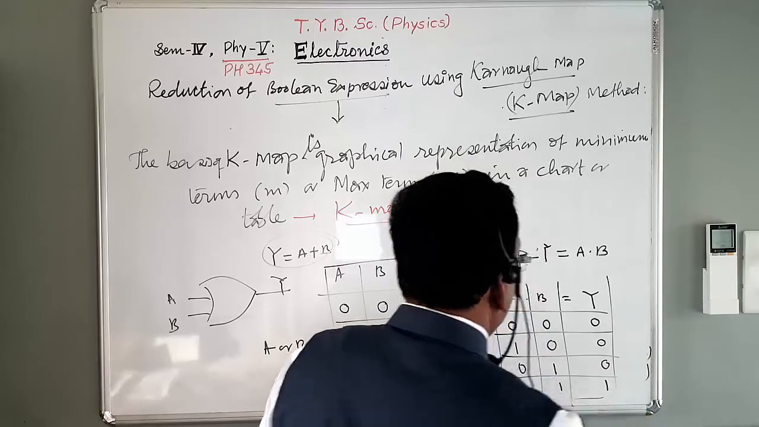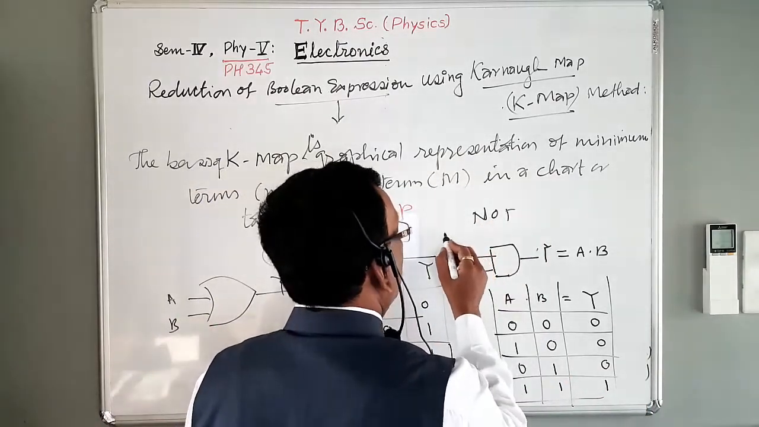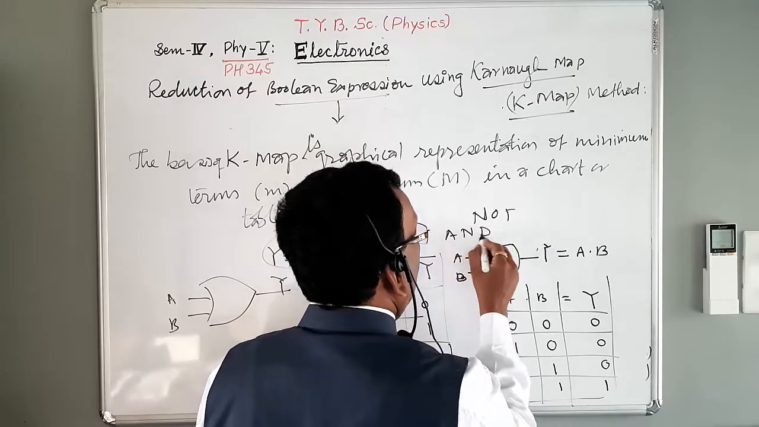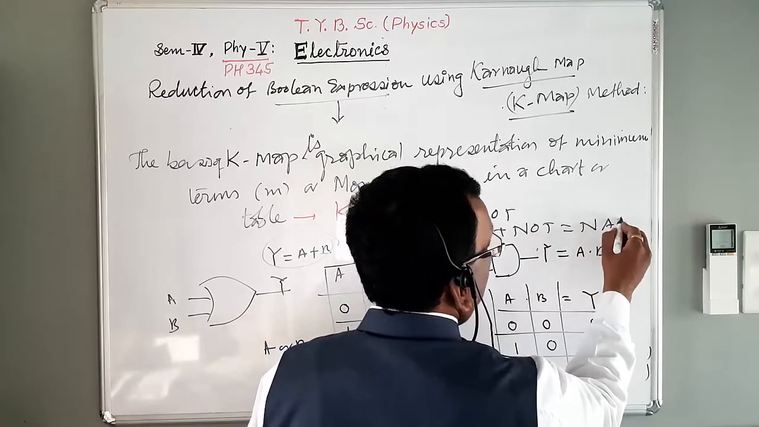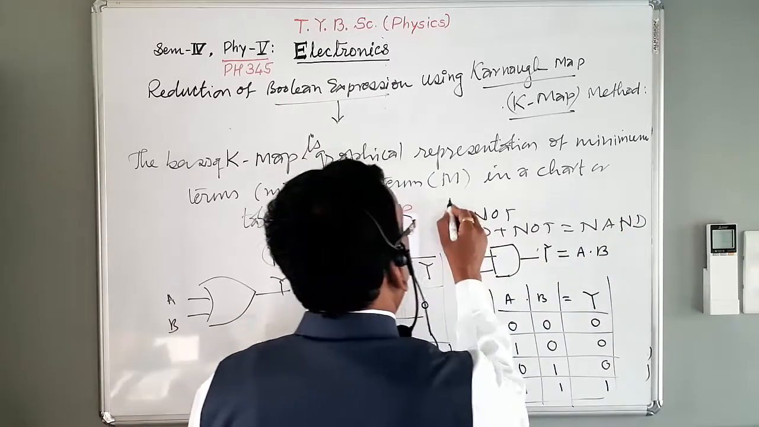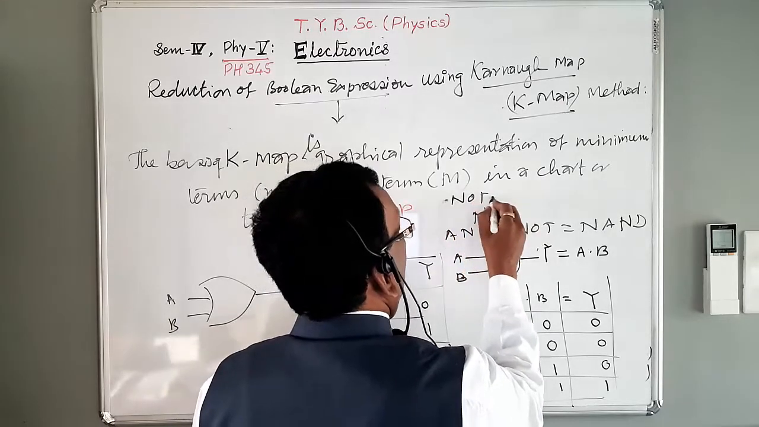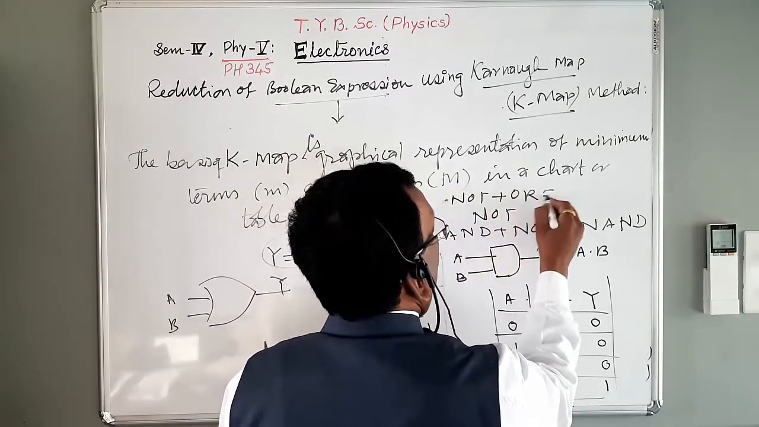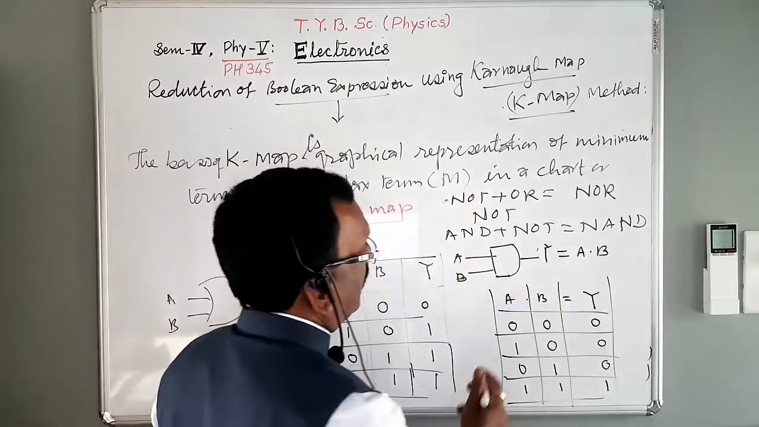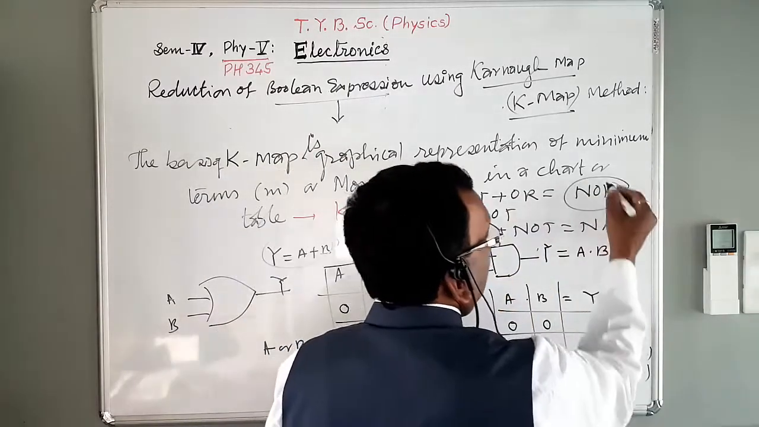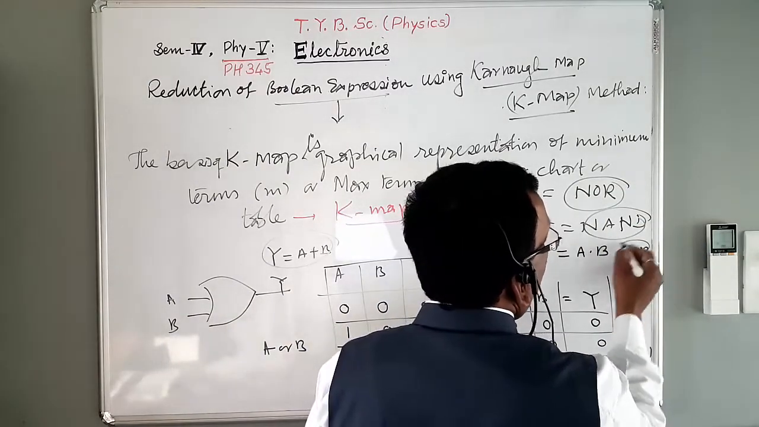Like this, there is the NOT gate. The combination of AND and NOT is nothing but the NAND gate, and the combination of NOT and OR gives us the NOR gate. This is the hybrid gate: NOR gate, NAND gate, XOR gate.